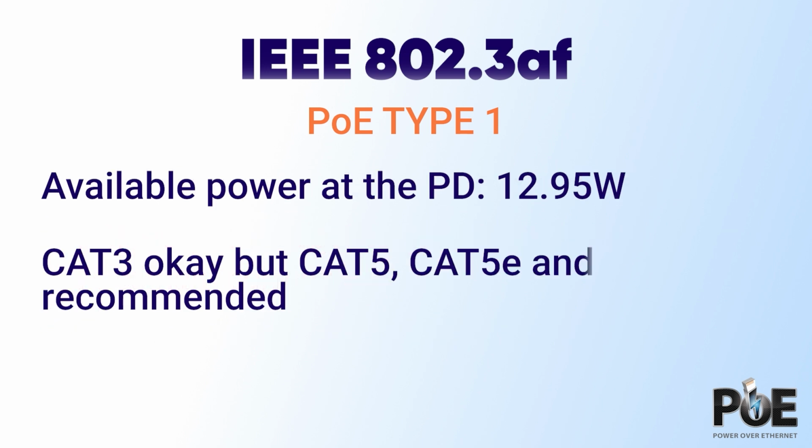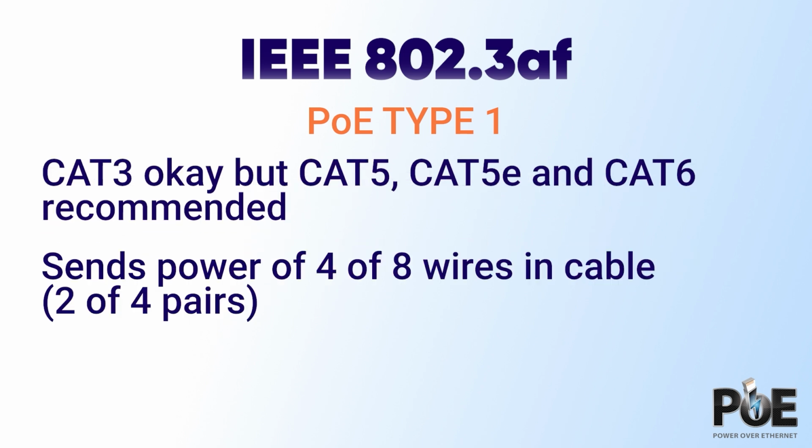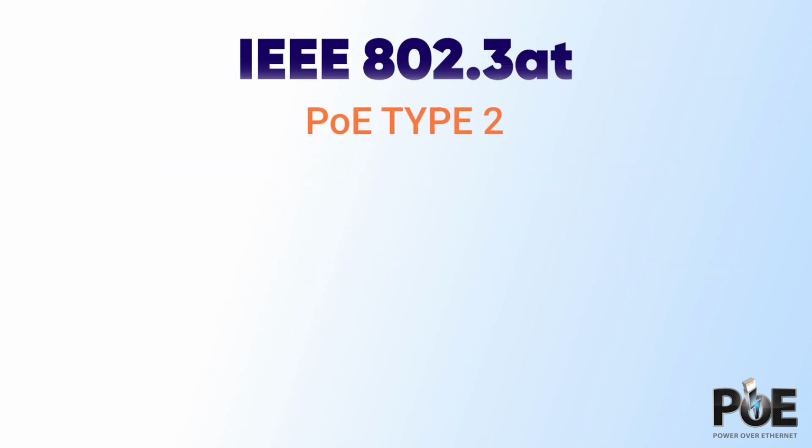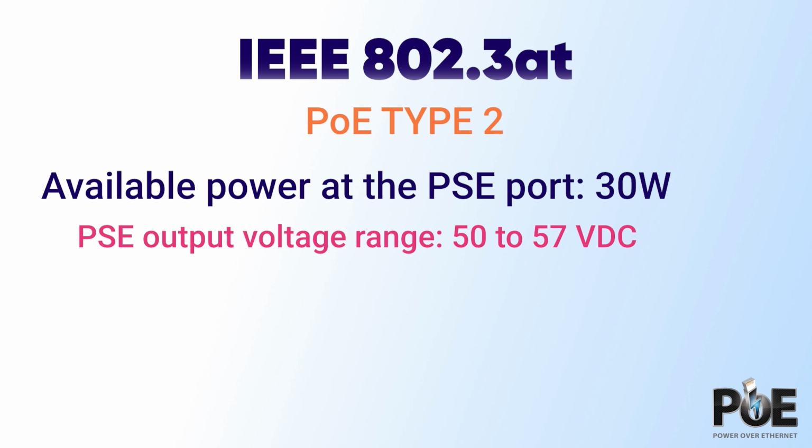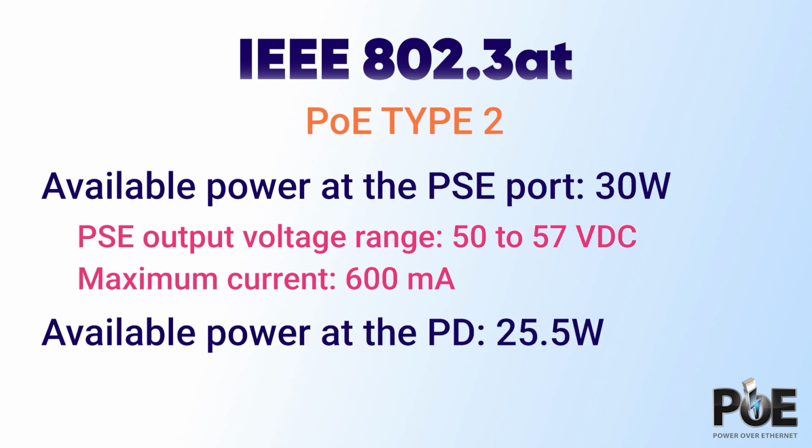The standard allows for operation on Cat3 cable, but recommends Cat5 or better. The standard specifies 2 of the 4 pairs in the cable to carry the DC power. PoE Type 2, per the at standard, supports maximum power at the PSE port of 30 watts by using an output voltage of 50 to 57 volts DC and a maximum current of 600 milliamps. This ensures at least 25.5 watts of power available for the PD at the far end of the cable.